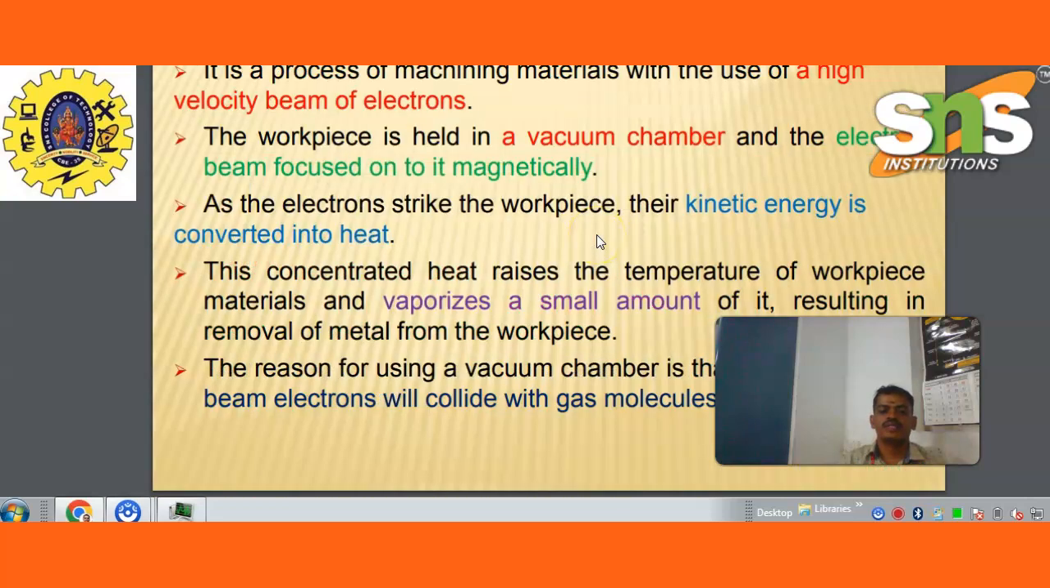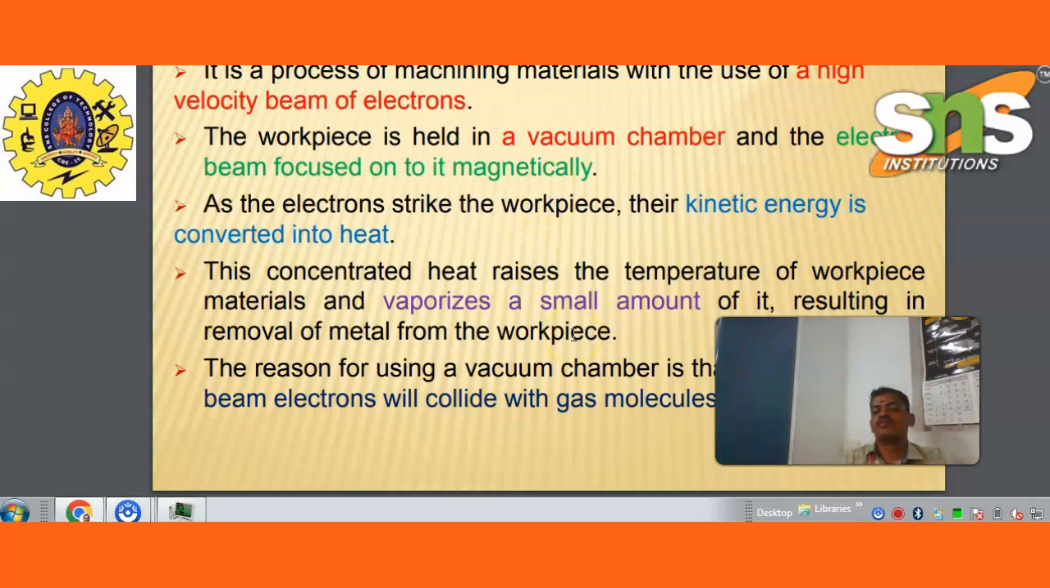Electron beam machining is a process of machining materials with the use of a high-velocity beam of electrons. The workpiece is held in a vacuum chamber and the electron beam is focused onto it magnetically. As the electrons strike the workpiece, their kinetic energy is converted into heat. This concentrated heat raises the temperature of the workpiece. Materials vaporize with a small amount of heat, resulting in the removal of metal from the workpiece.